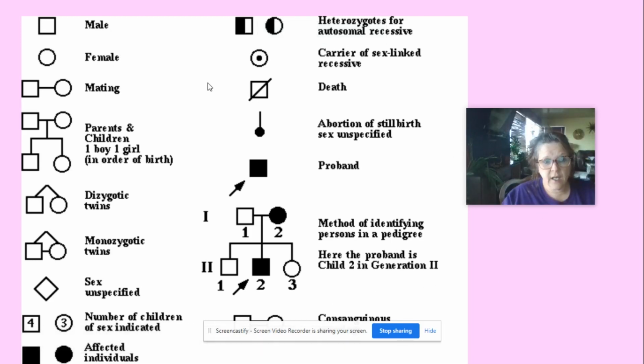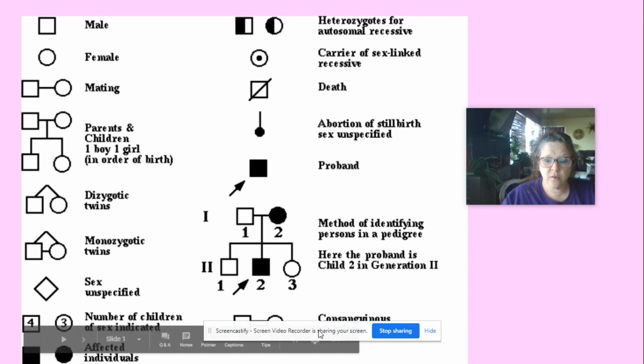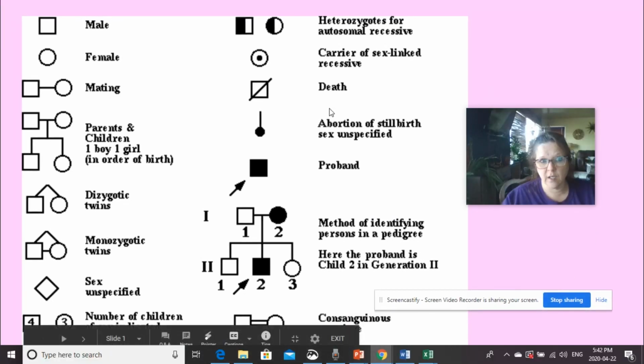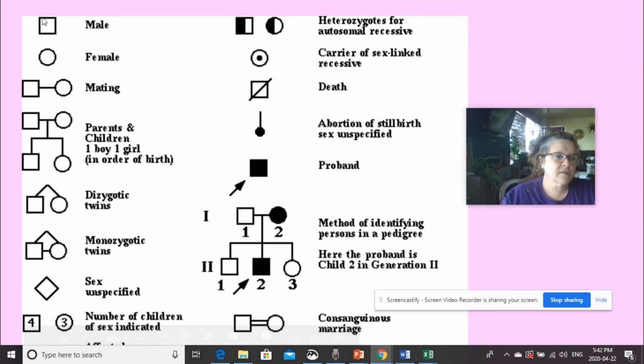Okay, what you're looking at here is a table of all the common symbols that are used in a pedigree chart. So I just want to go through these with you before we start talking about pedigree charts. Okay, so males are always drawn with a square, females are always drawn with a circle.